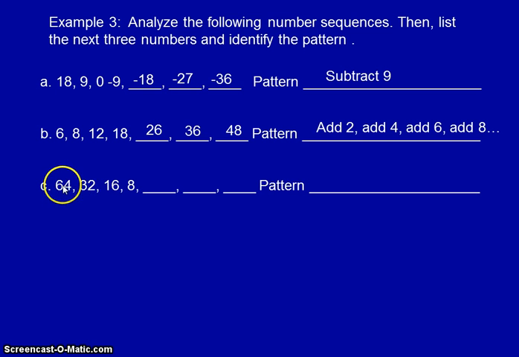64 to get 32, we would divide by 2. 32 to get 16, we divide by 2. 16 to get 8, divide by 2. So divided by 2 must be the rule. So 8 divided by 2 is 4. 4 divided by 2 is 2. And 2 divided by 2 is 1. So our rule here is divide by 2.